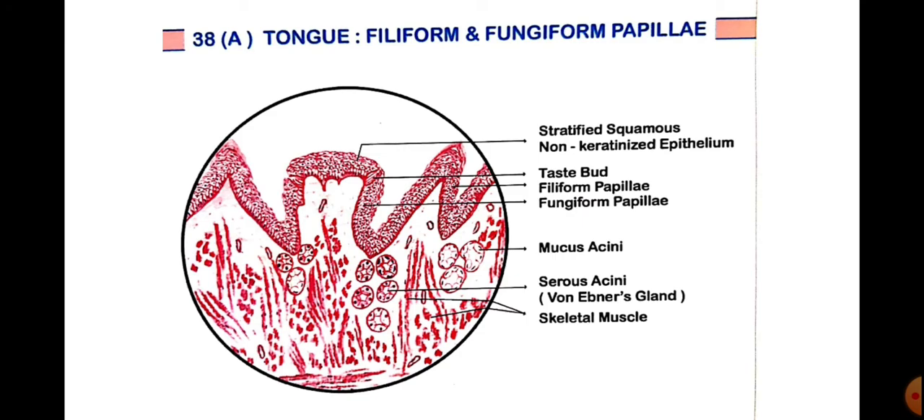It is showing the picture of the tongue that you have to draw in the journal. Okay, so here this is the diagram of the tongue showing the filiform and the fungiform papillae. Here this is the filiform papilla and this is the fungiform papilla. Here the epithelium is the stratified squamous non-keratinized epithelium. Here the taste buds are there in the wall of the fungiform papilla.